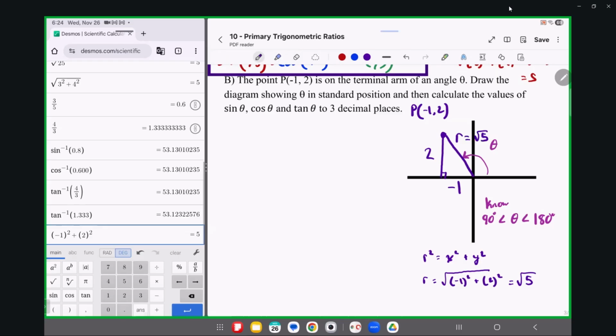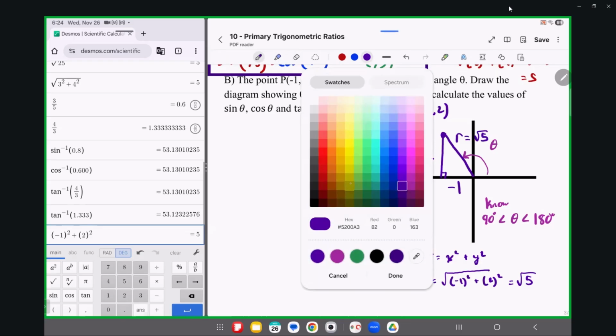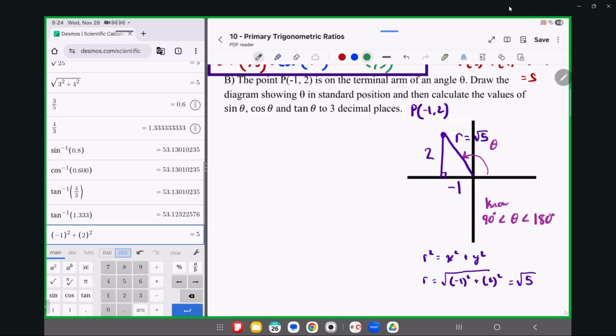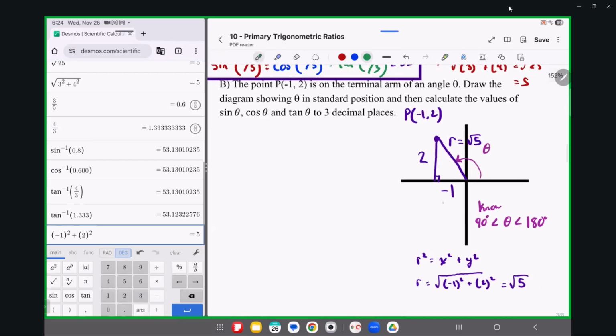And so now we can actually label our corresponding sides. So based on the angle of theta, okay, the x component is always the adjacent. The y component is always the opposite.